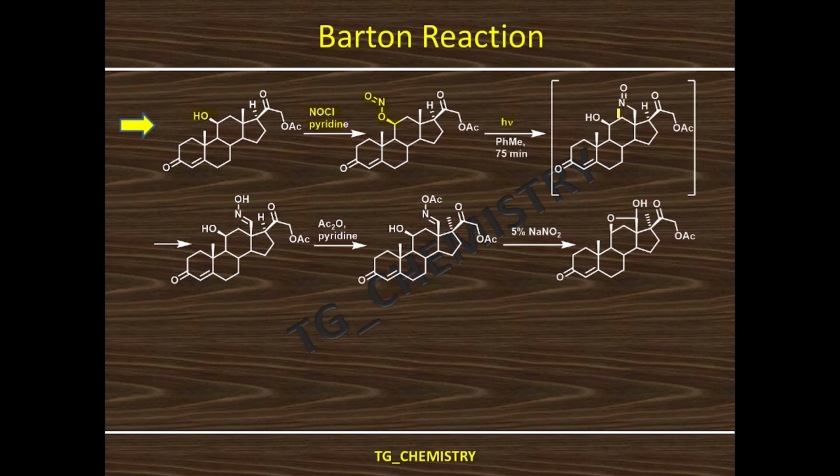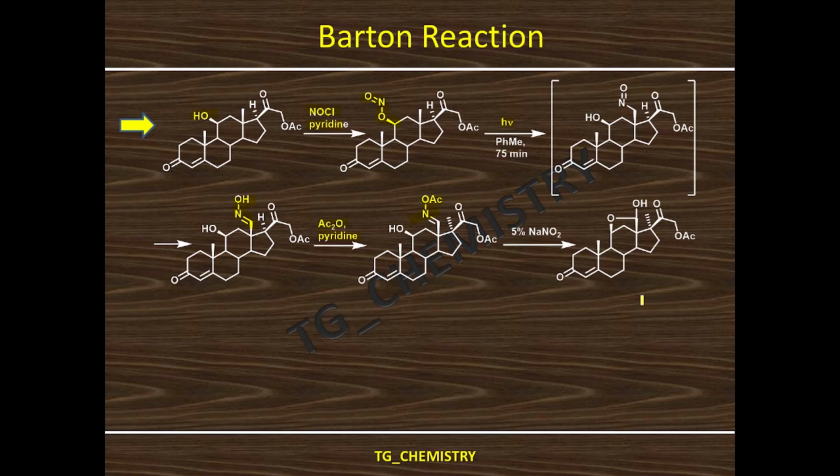It will end up with the nitroso alcohol derivative, and further abstraction of hydrogen will lead to the oxime. The OH group of the oxime can be protected by acetic anhydride in the presence of pyridine to produce the oxime acetate derivative of the steroidal molecule. Eventually, by means of cyclization with sodium nitrite, this oxime acetate compound ends up with the product like this, with the oxygen cycle. So this is some extension of the Barton reaction to obtain some steroidal analogs.